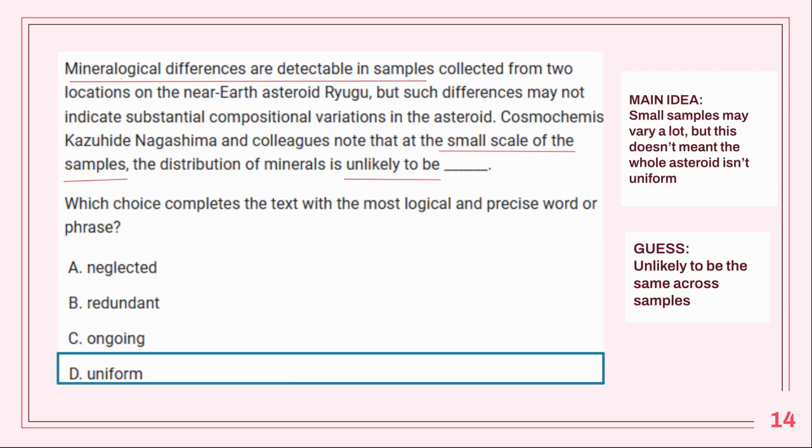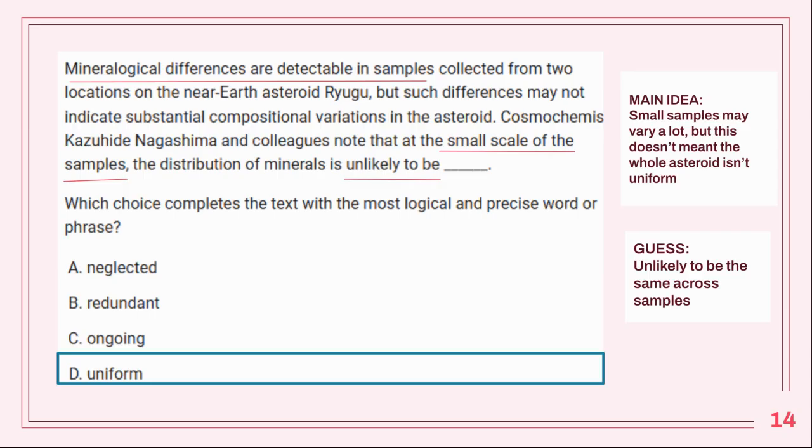I think uniform. Being uniform means the same across the whole set of samples, but we're saying that they're going to be different in that sample set. So they're not going to be uniform. They're unlikely to be uniform or the same. The distribution of minerals in these samples is not going to be the same for each sample, is what we're saying. Okay, so let's look at some of the other answer choices.